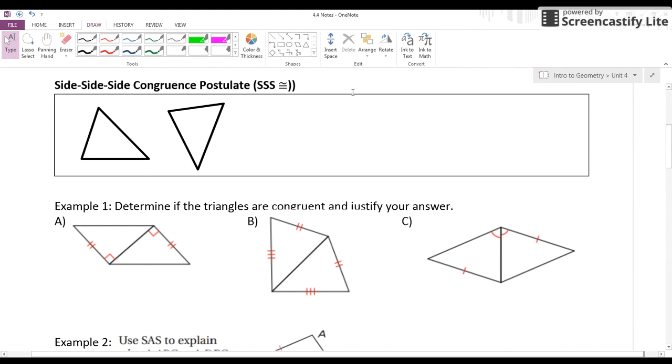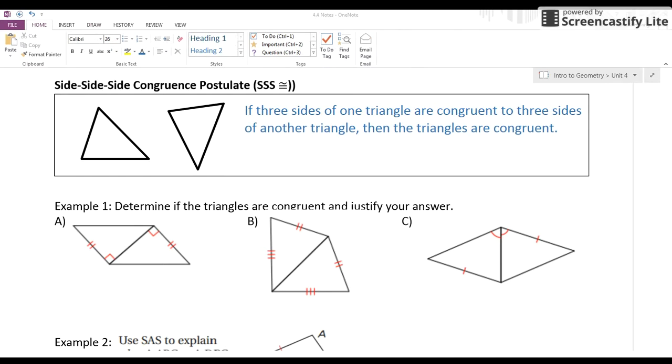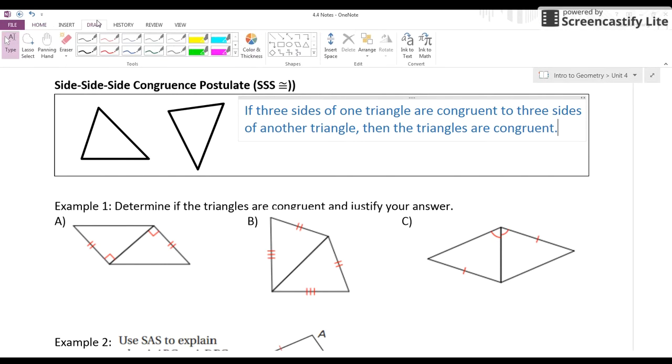Next up, we have our side-side-side congruence postulate. So this one, hopefully pretty simple. You have the 3 things you need, all 3 sides. So let's again write this down first, and then we'll look at the diagram. Okay, so hopefully this is pretty straightforward. It's in the name, right? Side, side, side. Basically, 3 sides of one triangle have to be congruent to 3 sides of another triangle. There's no getting around that. If we have those 3 things, then our triangles are congruent.